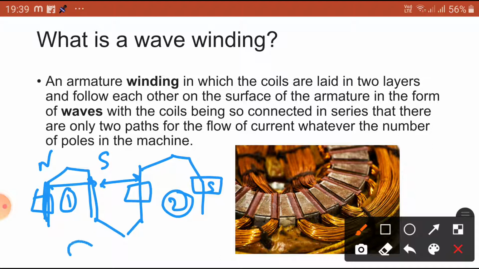So, just like a wave, and already we know that in wave winding the number of parallel paths is 2, independent of the number of poles. That means this wave winding can be used where we require high voltage, low current. Okay. So, the basic things you already know. Let us take one key problem, a case study.